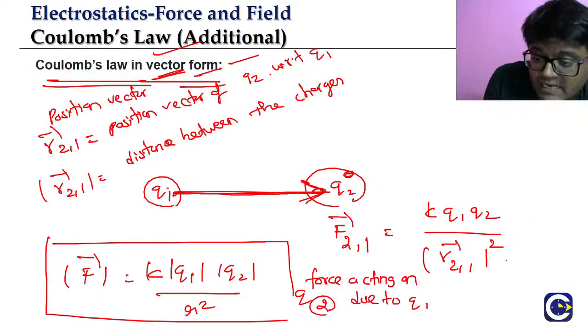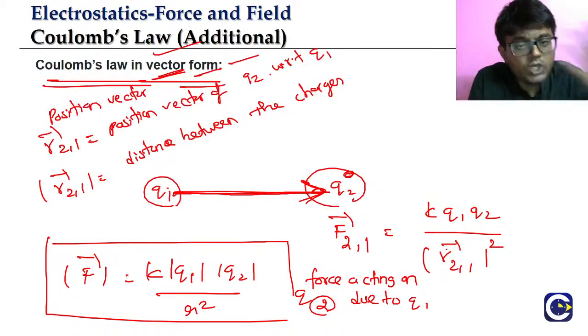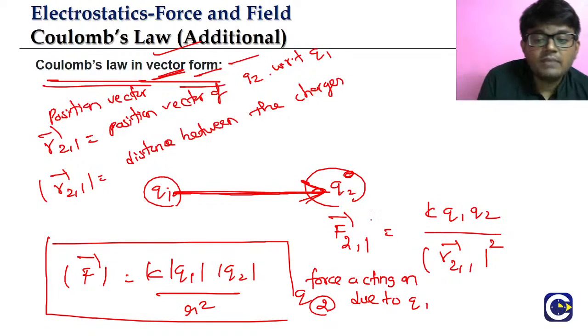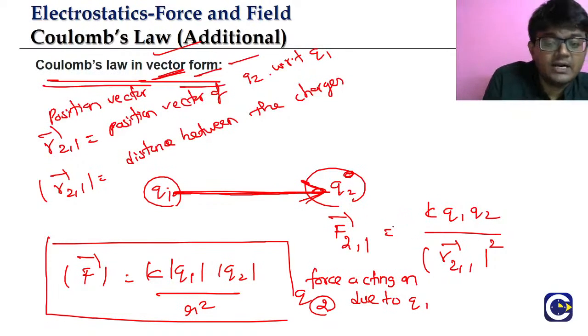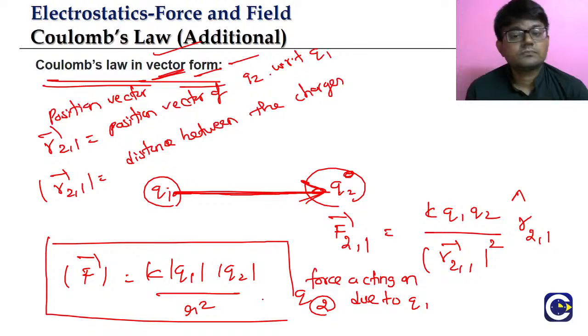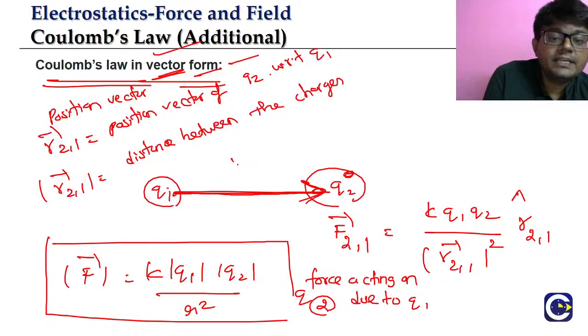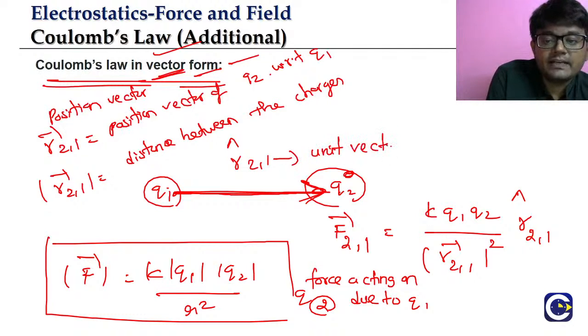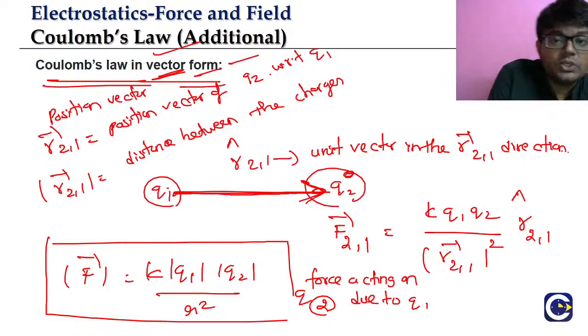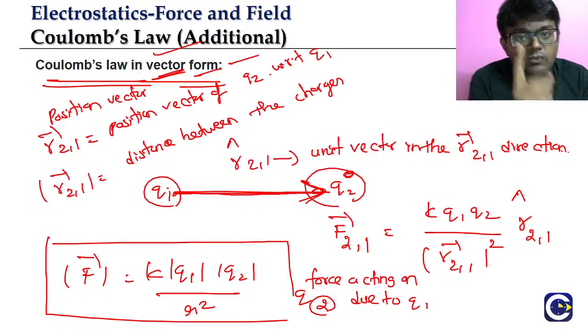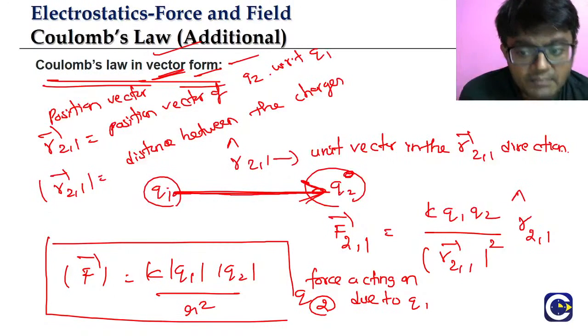All of these are numbers. k is a scalar number, q1 is a number, q2 is also a number, and the modulus is also a number. But we have to express the force like a vector. So we have to multiply this with r cap 2,1. r cap is a unit vector, a unit vector in the r bar direction. A unit vector means its magnitude will be 1.